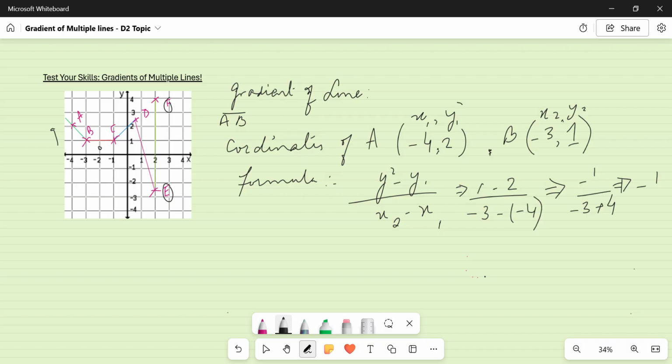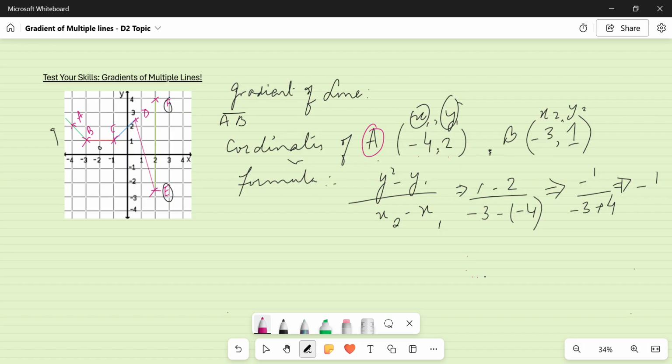Okay, so the first line A and B, I've already solved it here. For the gradient, you need the coordinates. And you know that coordinates means the x and y axis, right? So every point has two numbers, x and y. Here I have mentioned, let me take a different color, about A, the coordinates: x is -4 and y is 2.